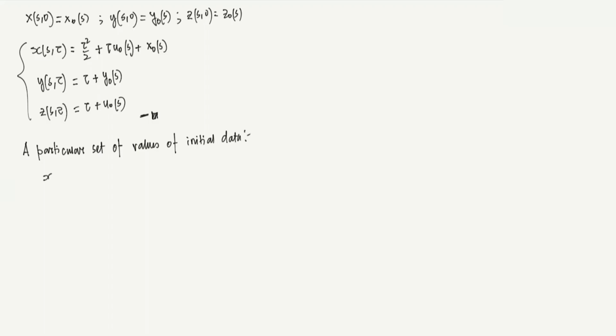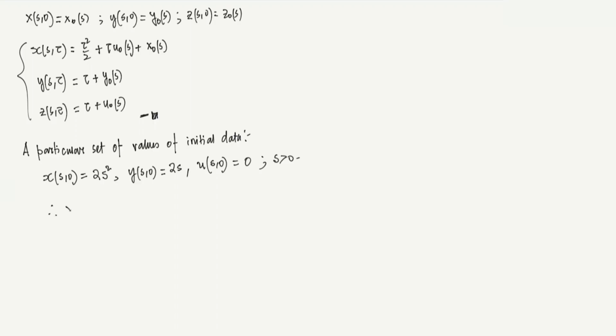Let's say x at the point s, 0 is 2s squared, and y at the point s, 0 is 2s, and u at the point s, 0 is s. So t equals 0 is where the integral curve starts. Clear? And s is positive. This is just random initial data, nothing special happening here.